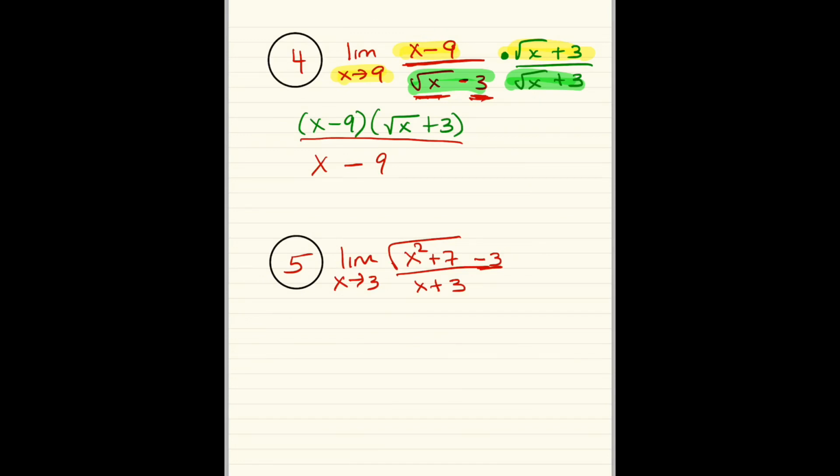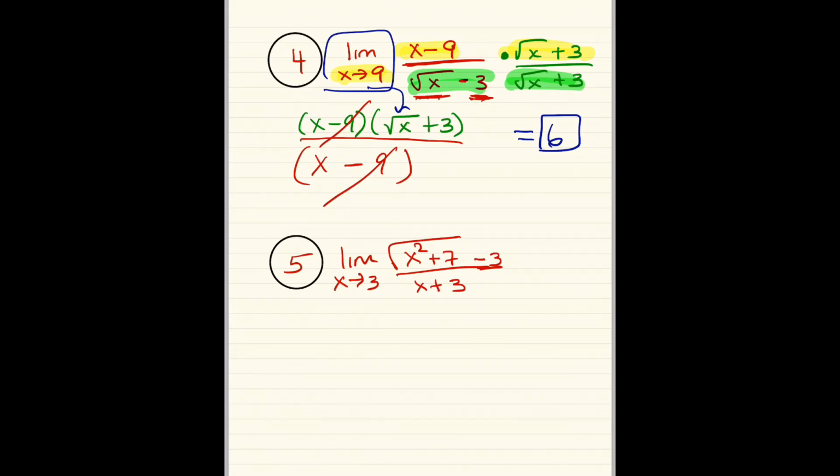Now look what happens. Yay, that crosses off. You're left with radical x plus 3. Well, we know a limit is a numerical value, right? We can't say the limit is radical x plus 3. So what do we have to do now? Well, you're going to have to continue with the problem. Plug the 9 in here. Square root of 9 is 3. 3 plus 3 is 6. So the limit is 6.